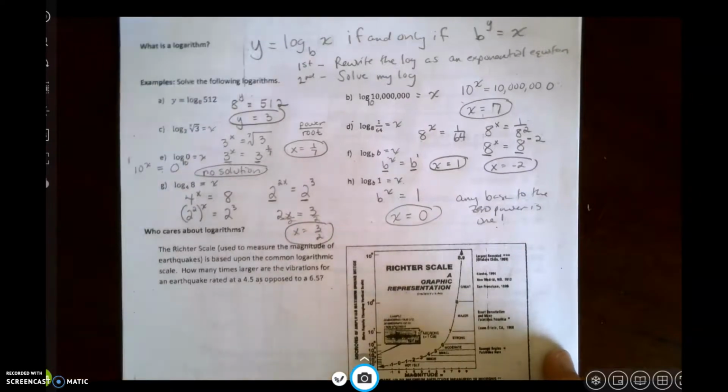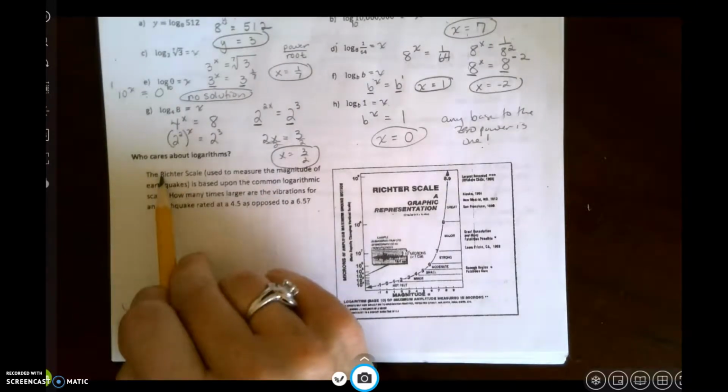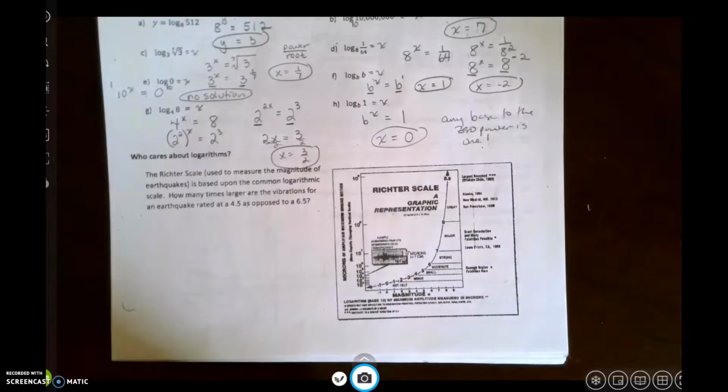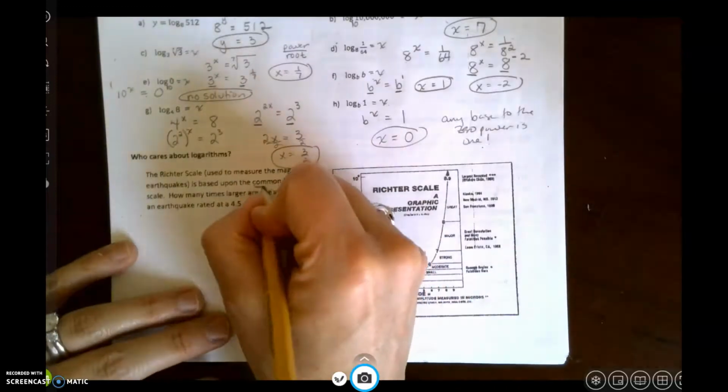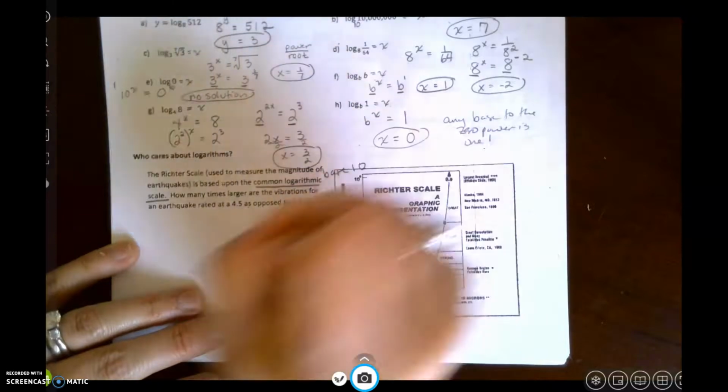Alright, so who cares about logarithms? Who really cares? Like, why do we even study logarithms? One of the reasons, as we're going to see later in the unit, is to solve exponential equations. But why in real life do we study logarithms? It's because of the Richter scale. The Richter scale is used to measure the magnitude of earthquakes, and it's based upon the common logarithmic scale, which means base 10.